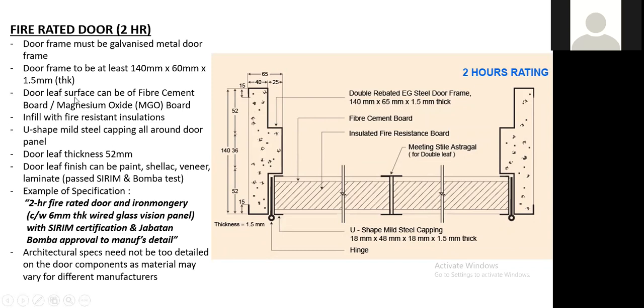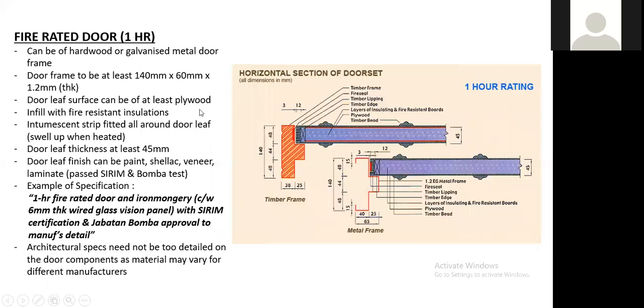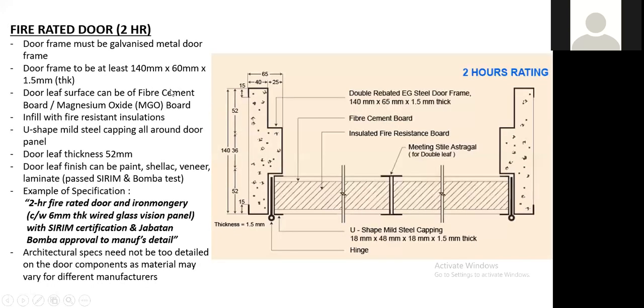So door leaf surface cannot be plywood anymore. Just now we were talking about at least plywood. So the common ones are fiber cement board. The skin itself is fiber cement board and also magnesium oxide board, MgO board. For the skin, the infill is also the same thing, with fire resistant insulation. So the U-shaped mount steel capping.